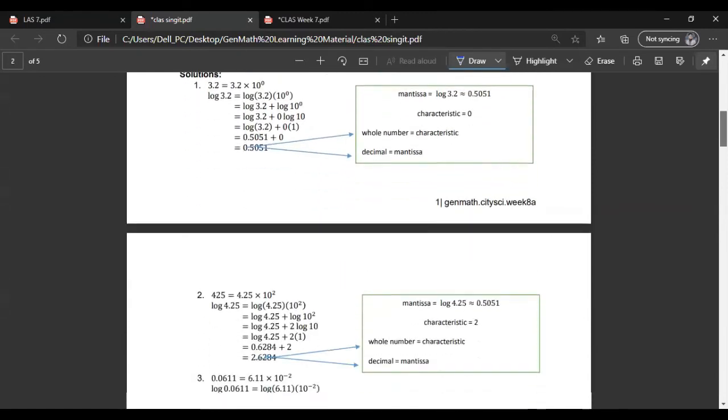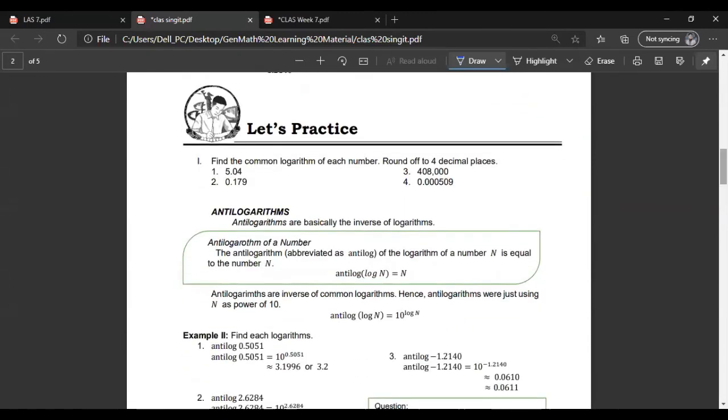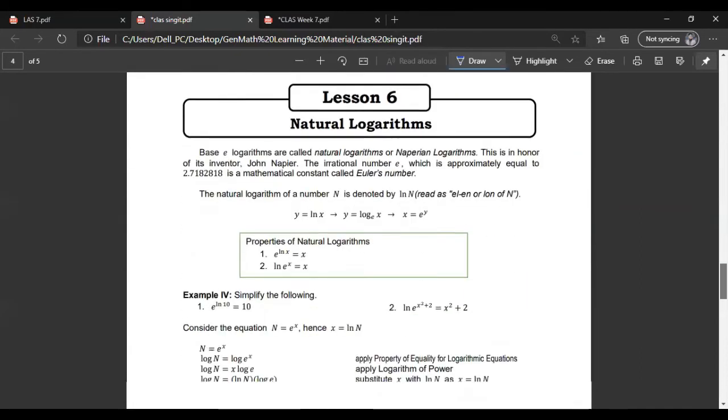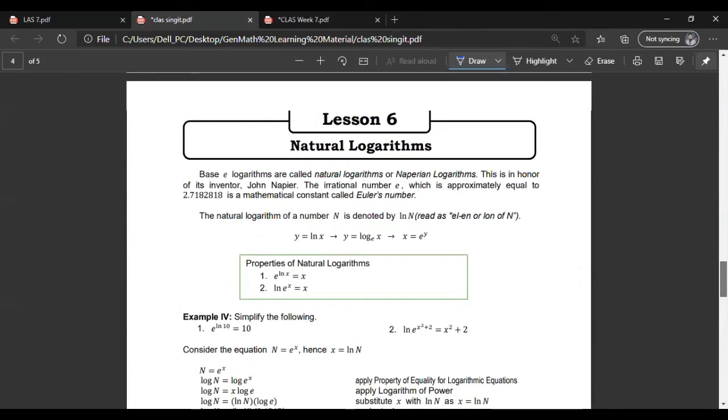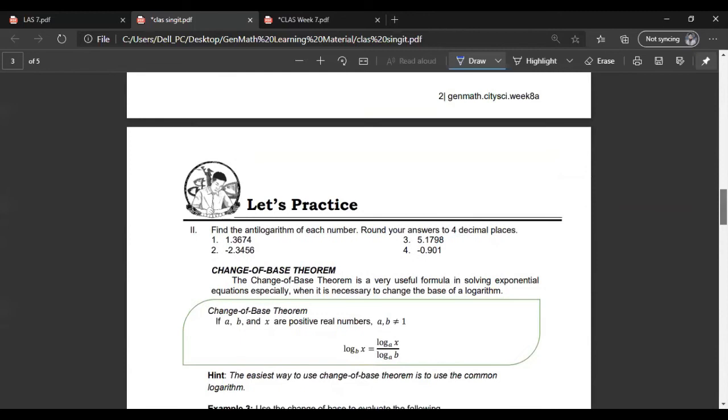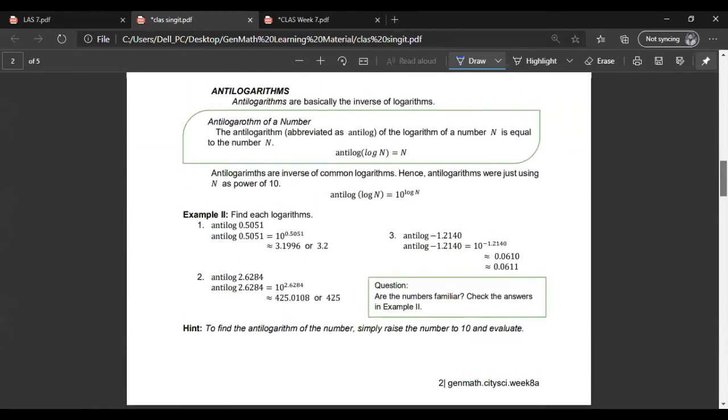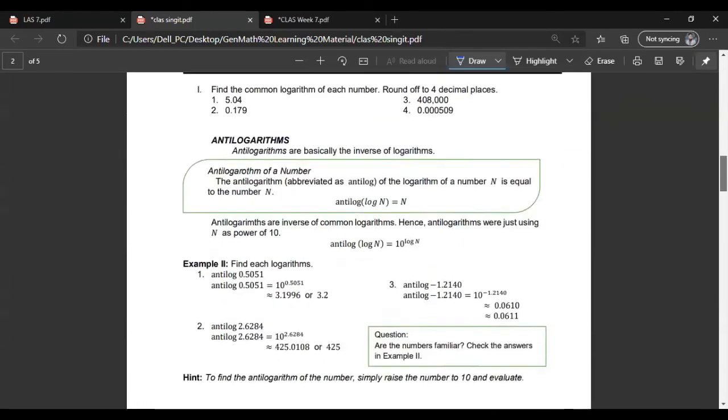Okay, so ayan, medyo mabilis tayo ngayon. So common logarithms, yun na yan siya. Let's practice dito. May answer po yan class sa dulo. Yung answer key. Ayan yung answer key. Okay, try this at your home na lang.